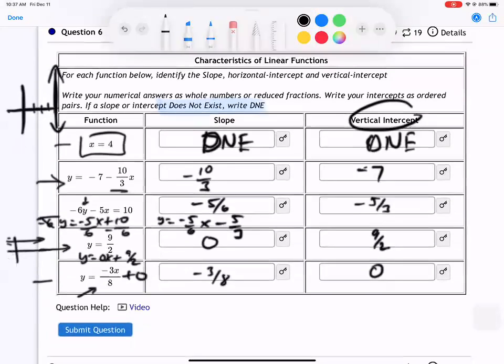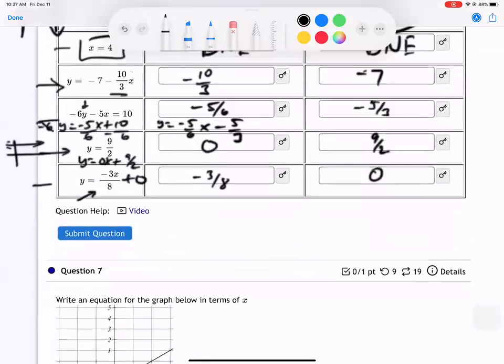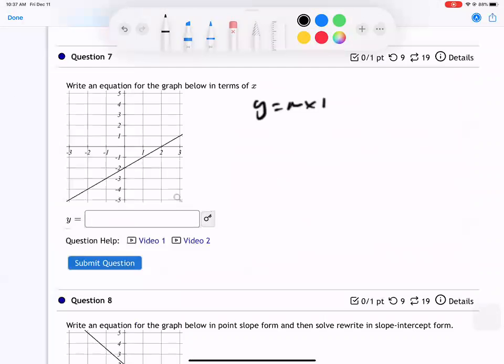Okay, the next question is, go ahead and write the equation of the graph. I'm going to write y is equal to mx plus b. That's usually the easiest one given a graph. Let's take a look. The b value is the y-intercept, and that looks like negative 2. The slope is described as rise over run.